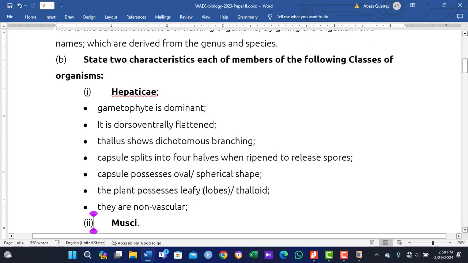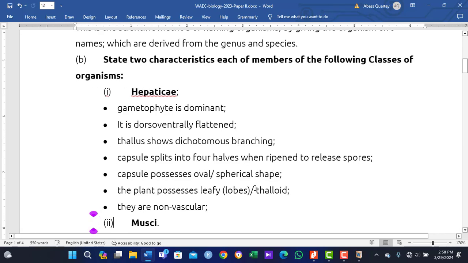So for hepatici, they tend to have a non-differentiated body. The body is not distinct into the various organs or systems of the plant, that's the shoot, the roots, and the leaves. So we say that they do not have true roots, stems, and leaves, and they are also non-vascular. So that's the hepatici. Then we go to the class Musci.